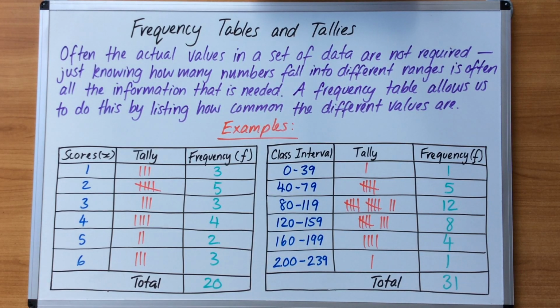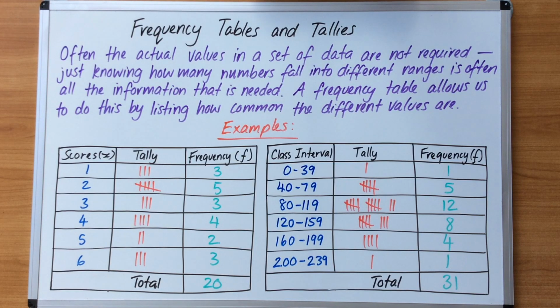This video focuses on frequency tables and tallies. Often the actual values in a set of data are not required. Just knowing how many numbers fall into different ranges is often all the information that is needed. A frequency table allows us to do this by listing how common the different values are.